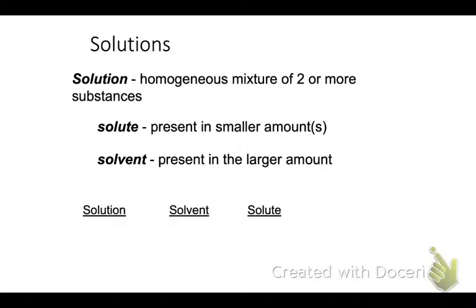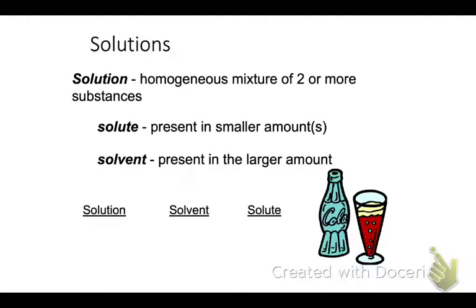There are so many examples of solutions. So here is one common one, which is your soft drink. The solvent is water. However, we can have multiple solutes: sugar, carbon dioxide, dyes, flavors. There are so many molecules that are solutes in your soft drink.